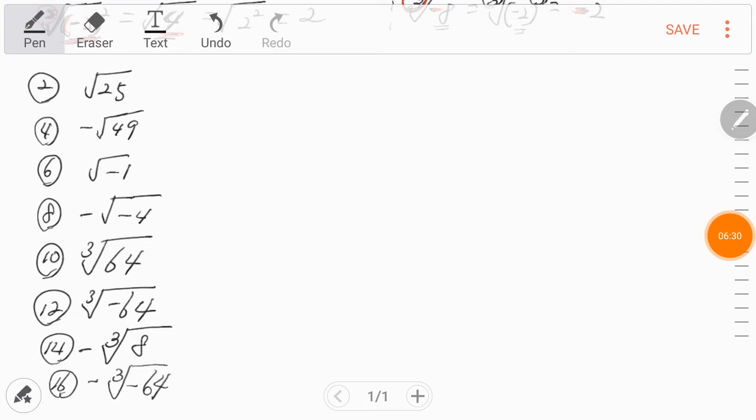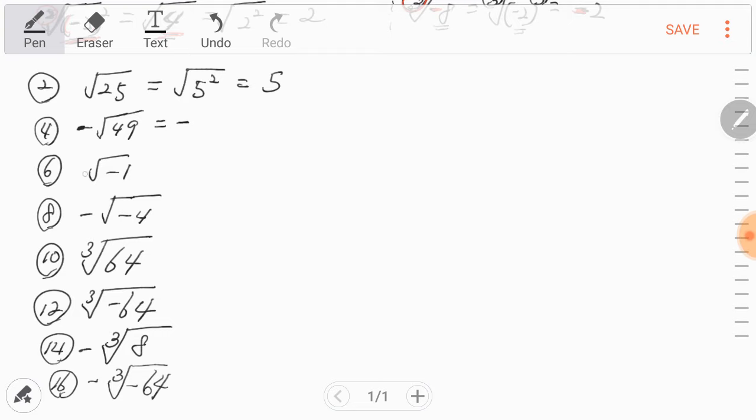Okay, let's do some exercises this time. Exercise number 2 on page 354. Square root of 25. Square root, so we can make the radicand a perfect square. 25 is 5 squared. Then 25 is a positive number, so this is a real number. The radicand is positive, so this is okay. The result is 5.